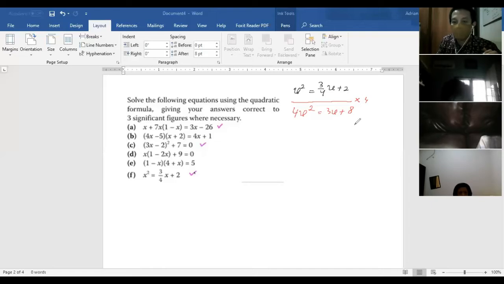Okay. And remember, as I mentioned before, you have to modify the equation to be ax squared plus bx plus c equals 0. You have to modify the equation to be 0. So 4x squared minus 3x minus 8 equals 0, right?